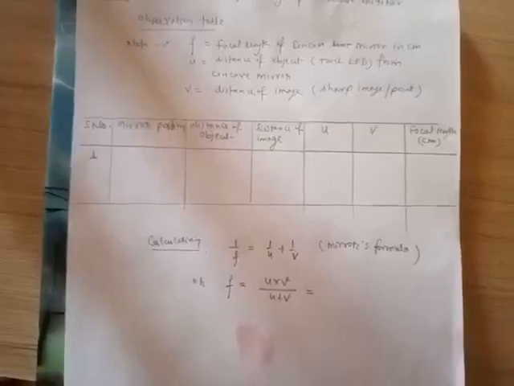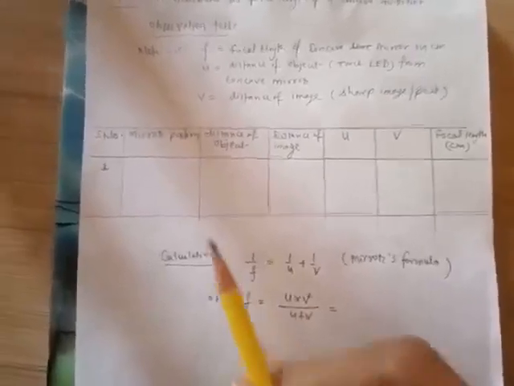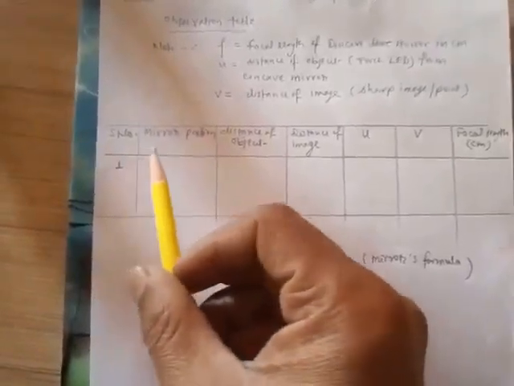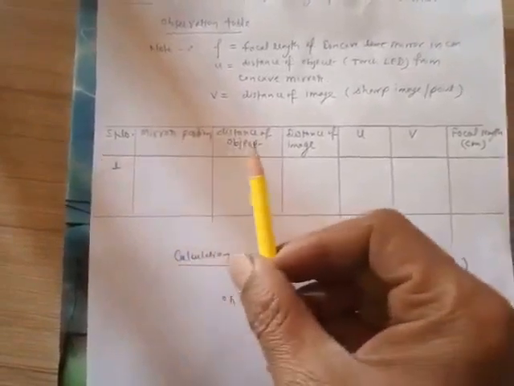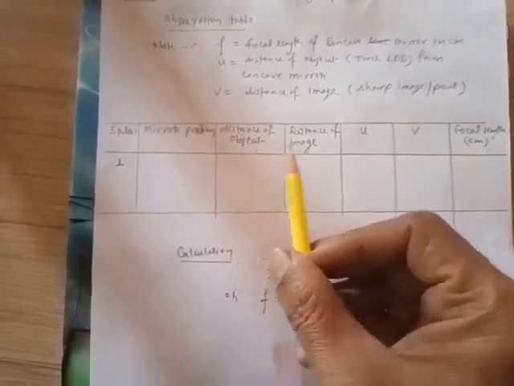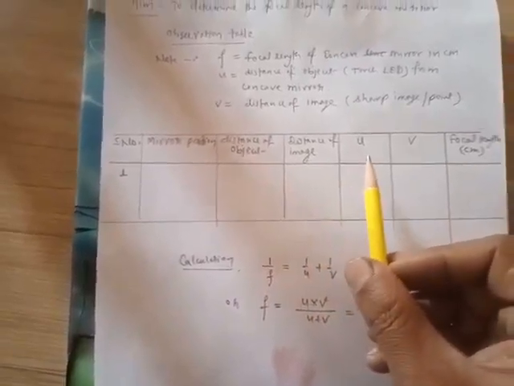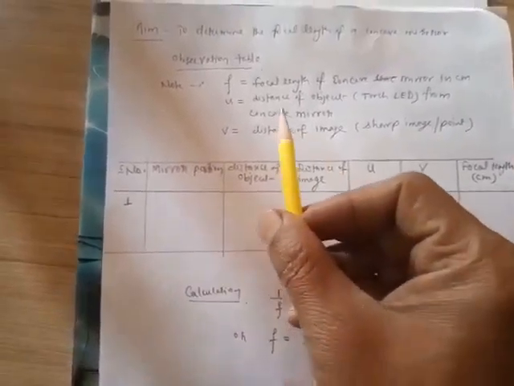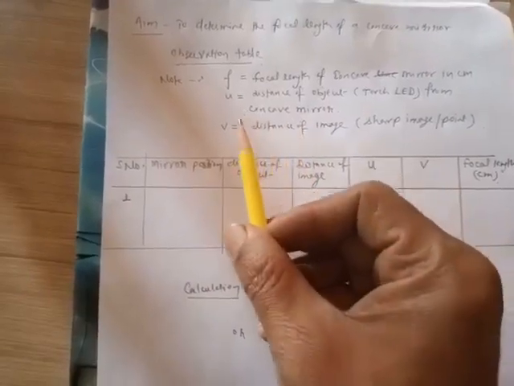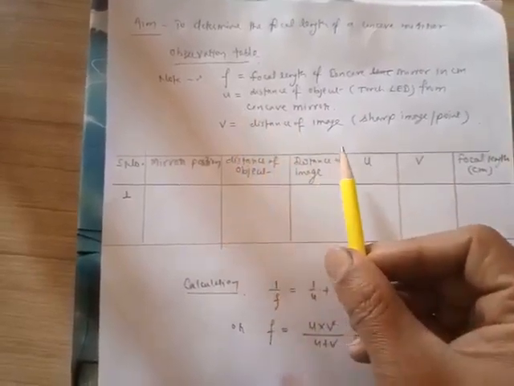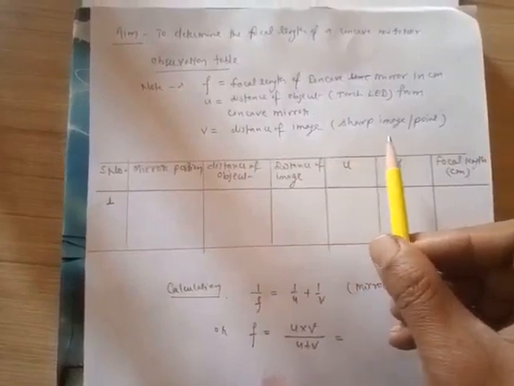Now let's see the observation table. Here, this is the serial number. This is the position of the mirror, distance of the object, distance of image formation. U is the distance of the object from the concave mirror. V is the distance of the image, that is the sharp image or point formed on the screen. Now this paper we will use as a screen.